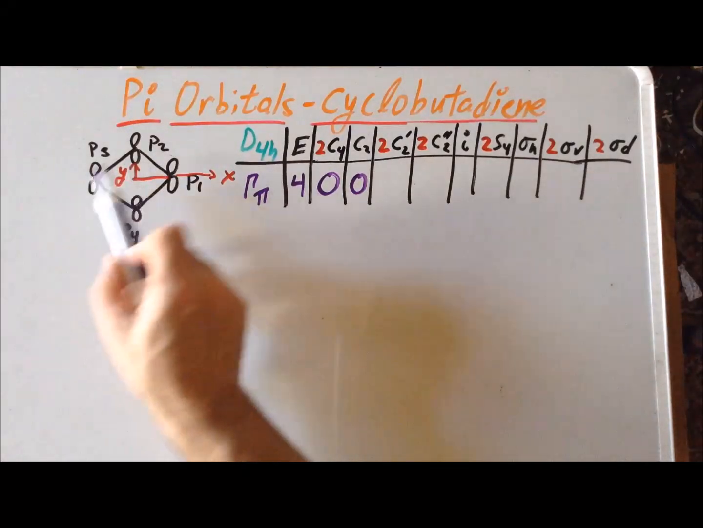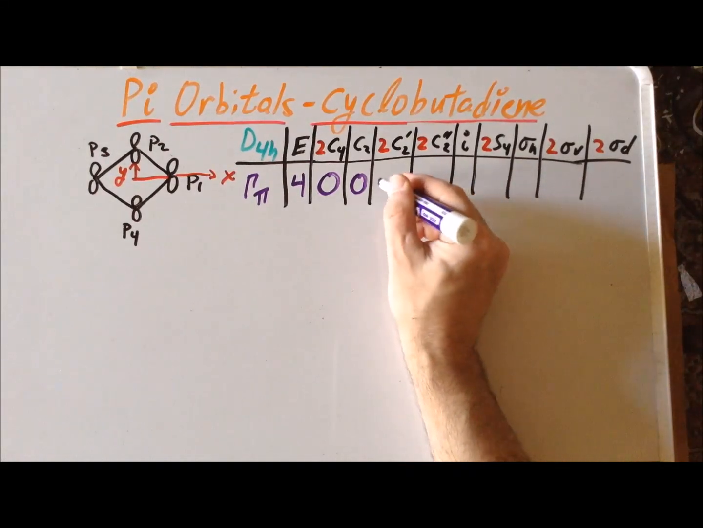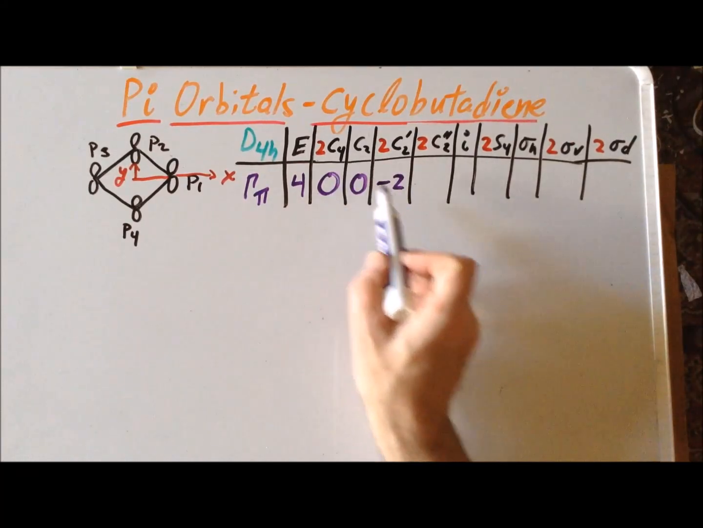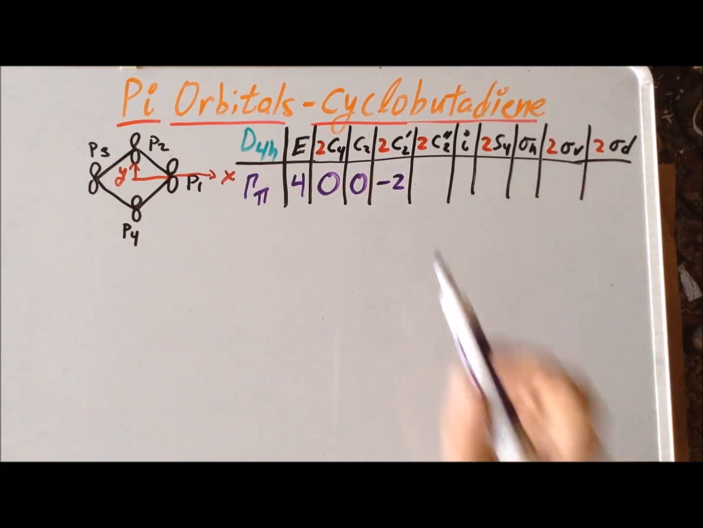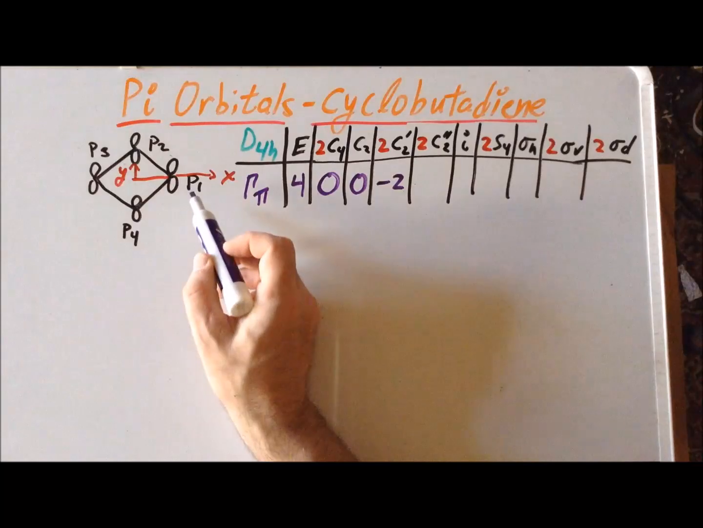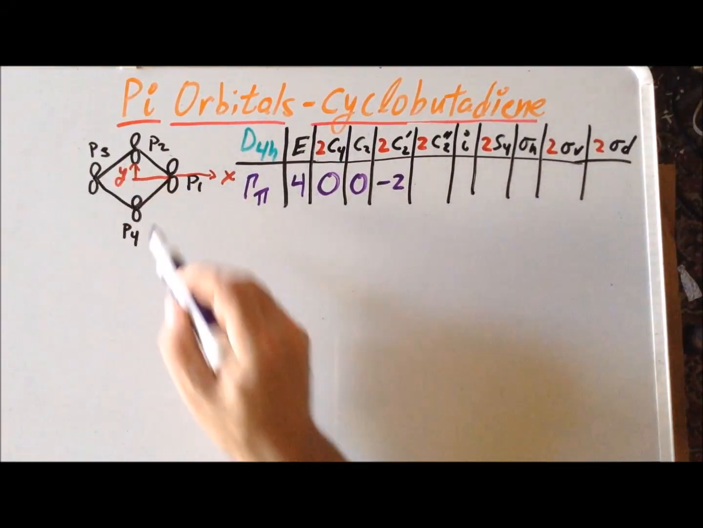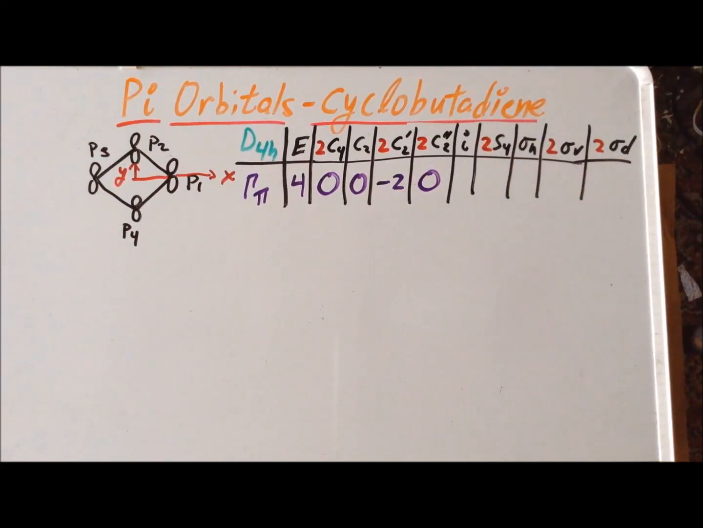Since they stay basically in the same position but change phase for 2 orbitals, we put down a character of -2. So we notice one big difference of sigma bonding with pi bonding is that with pi bonding we can have characters that are negative. For C2 double prime, that is the C2 axis along this particular direction, and we notice that that would take p1 to minus p2, p4 to minus p3, and so none of these stays in the same position, so our character is going to be a 0.